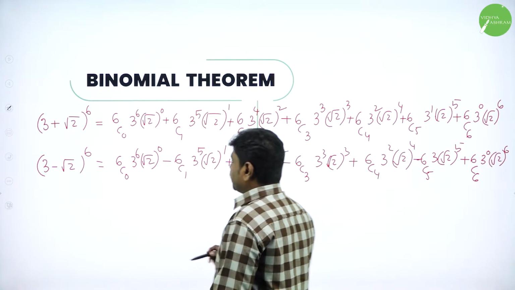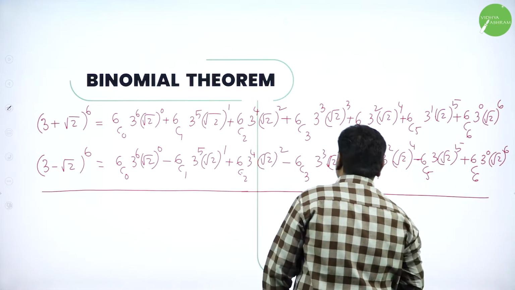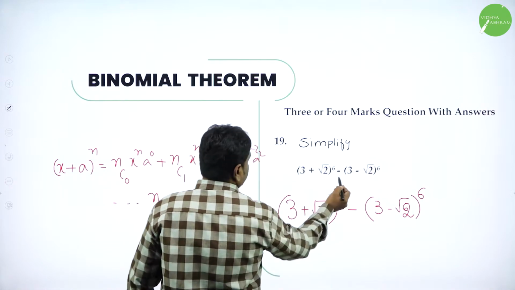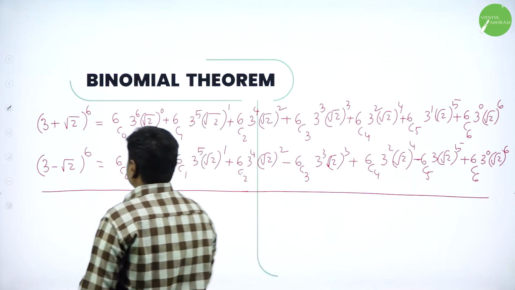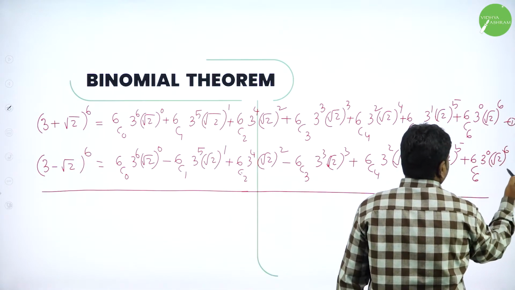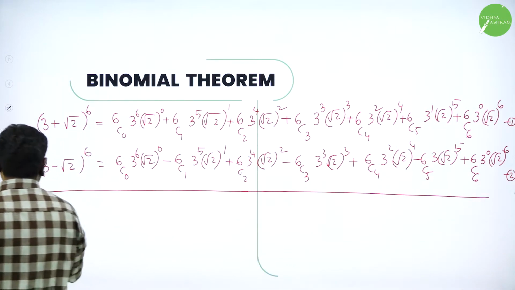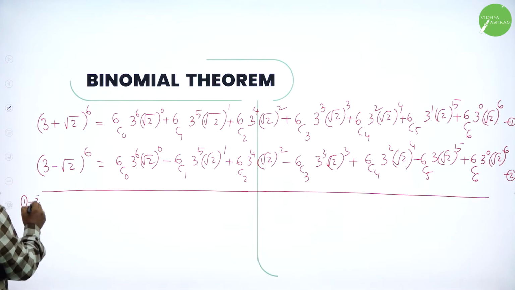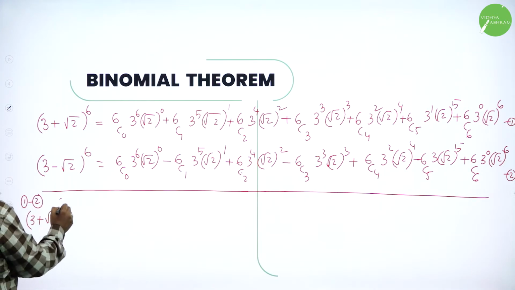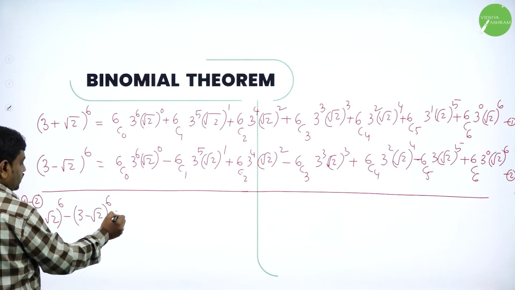Now they want you to subtract these two. What do they want you to do? They want you to subtract. So if you see, they want you to simplify, means in between we have a minus sign. So that's why I call this equation 1 and equation 2. Subtract them. We'll perform equation 1 minus 2. LHS becomes what? (3 plus root 2) power 6 minus (3 minus root 2) power 6. Actually we need to find this only.